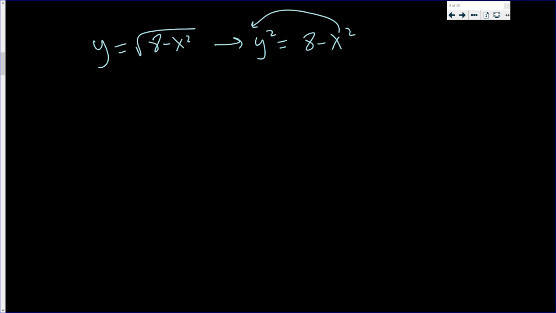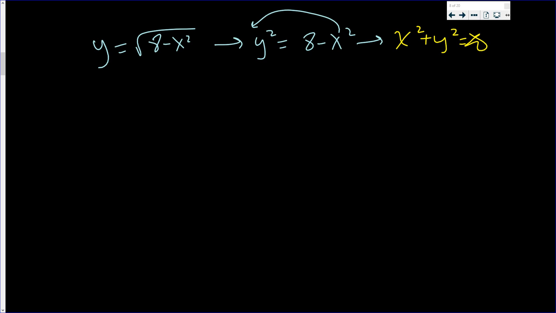Suppose you have the curve y equals the square root of 8 minus x squared. Notice, if you square both sides and bring this to the other side, you get x squared plus y squared equals 8. Don't know why it does that, but that's what you get, and it's a circle. x squared plus y squared equals 8 is a circle.